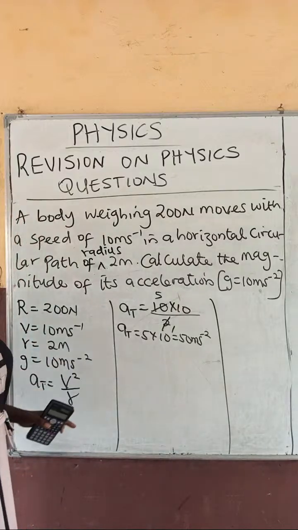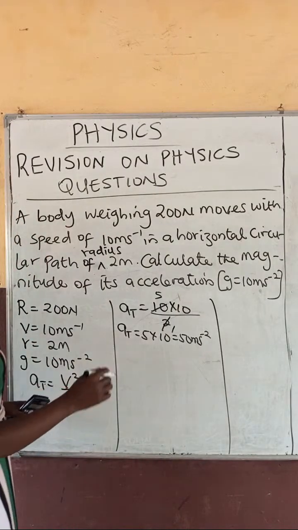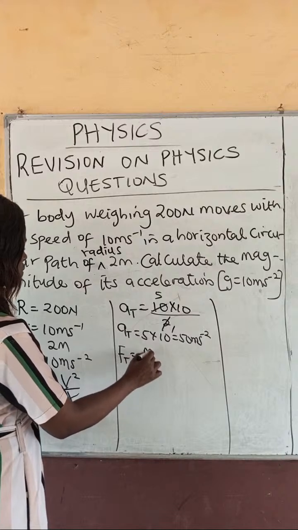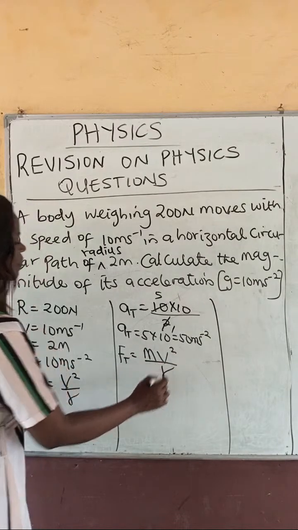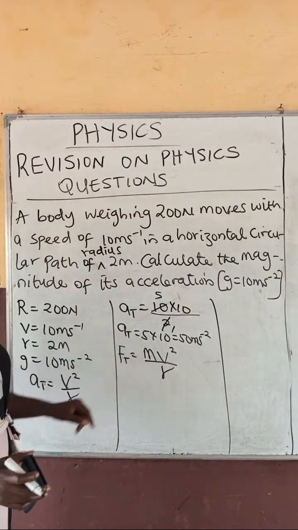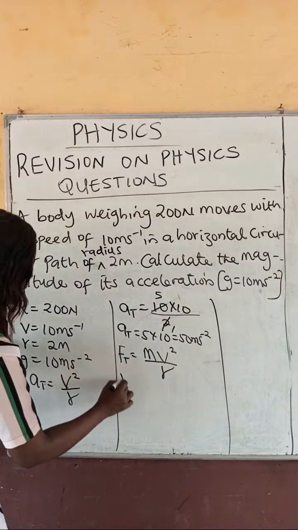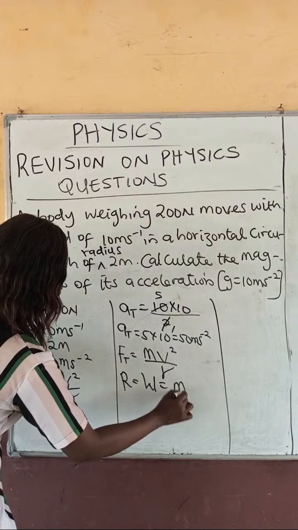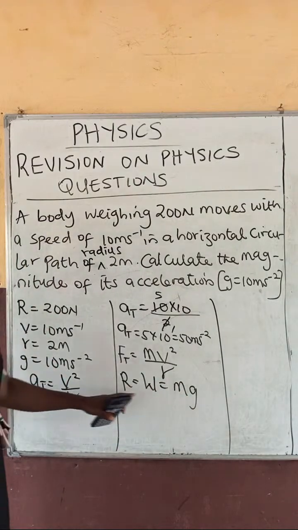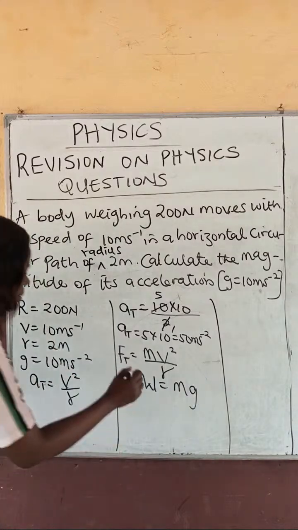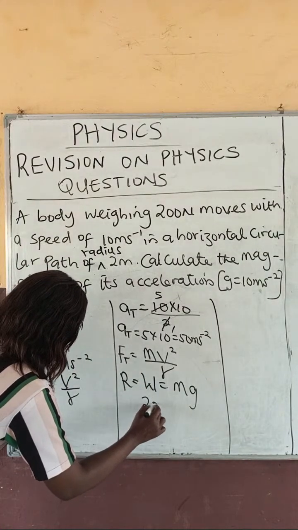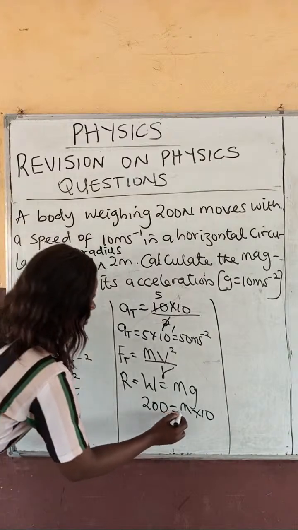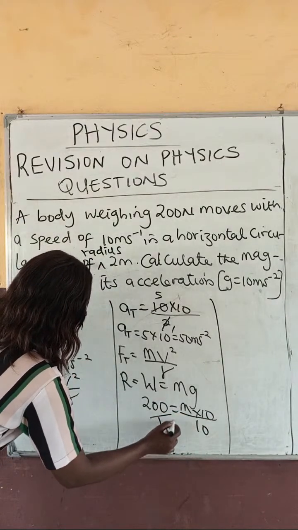Okay? Now, what if I ask to get the centripetal force? The centripetal force, F, is equal to mv square over r. So what is my mass? How do I get my mass? The reaction, which is equal to the weight, is equal to mg. Now, I have the weight and I have the g. I can get the mass by saying 200 is equal to m times 10. Then I divide both sides by the coefficient of m, which is 10.